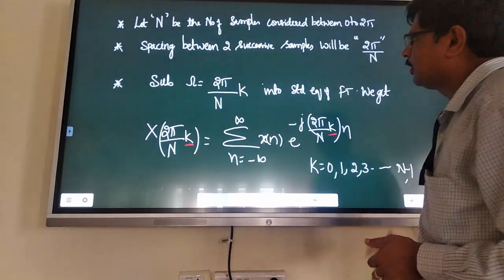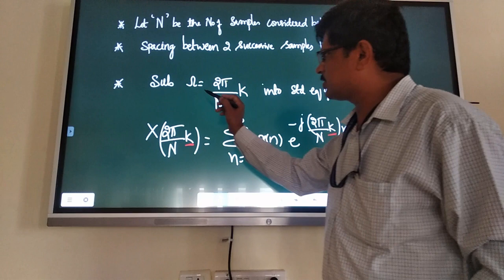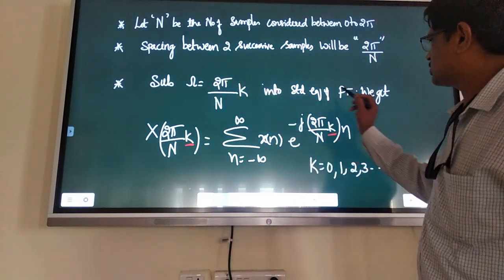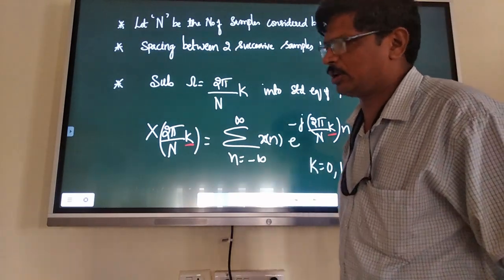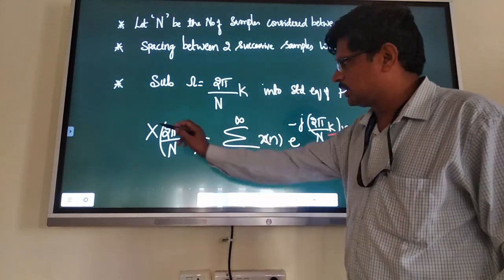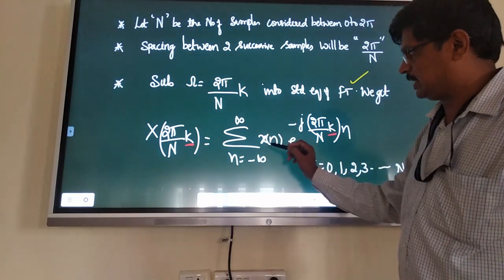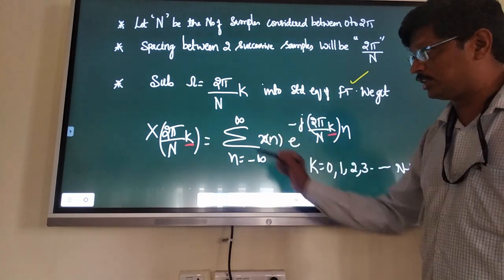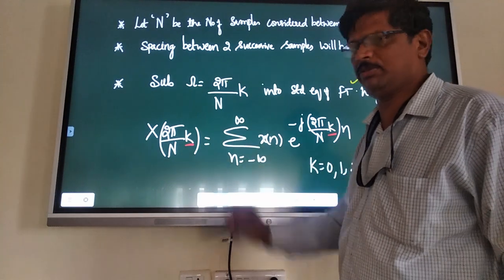Let's see now. Substitute omega with 2 pi by N into k, instead of continuous omega, in the standard equation of the Fourier transform. We know the standard equation from the last sessions: X of omega is equal to summation n is equal to minus infinity to plus infinity x of n e power minus j omega n. Now substitute 2 pi by N into k instead of omega, to get samples.